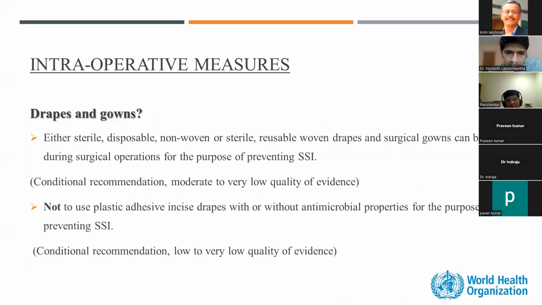And what types of drapes and gowns are advised? It should be either sterile, disposable, non-woven or sterile, reusable woven drapes and surgical gowns can be used. We should not use the plastic adhesive incise drapes with or without antimicrobial properties for the purpose of preventing SSI. Yes, keep saying this, people will ask why you should not use. So, for this purpose, it doesn't give you any added advantage, with or without antimicrobial properties.